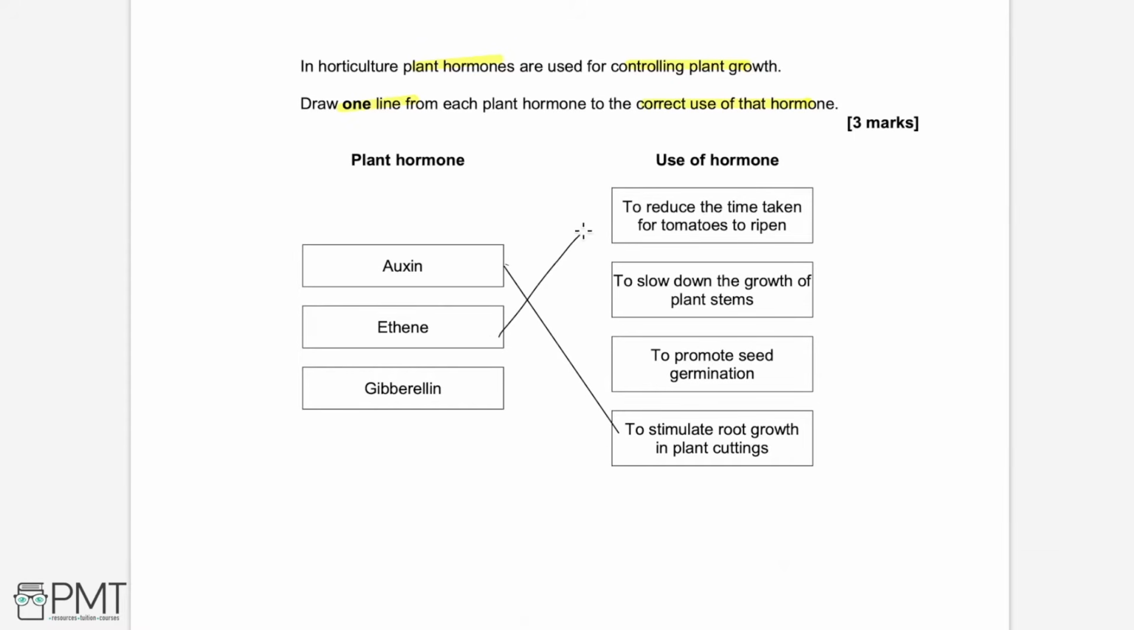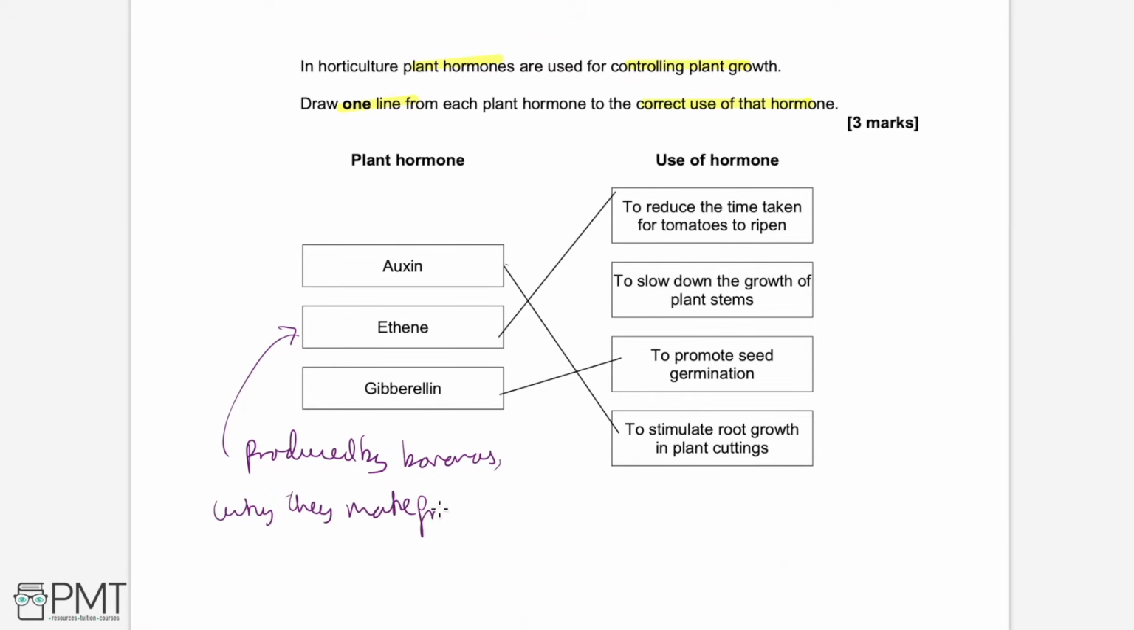Ethene is a plant hormone which ripens fruit. Therefore, it can be used to reduce the time taken for tomatoes to ripen. Finally, gibberellin promotes seed germination. These are our answers. For some extra information, ethene is actually produced by bananas. This is why, when you perhaps put bananas next to other fruit in the fruit bowl, they cause other fruit to ripen.